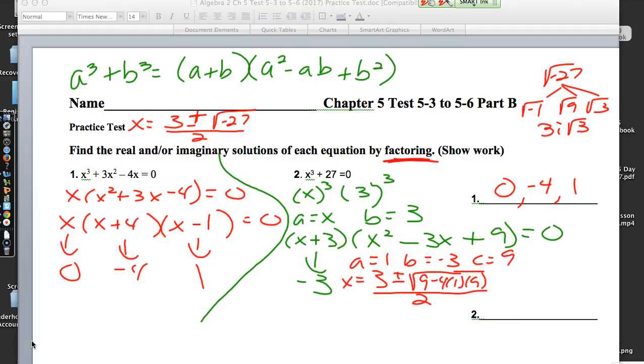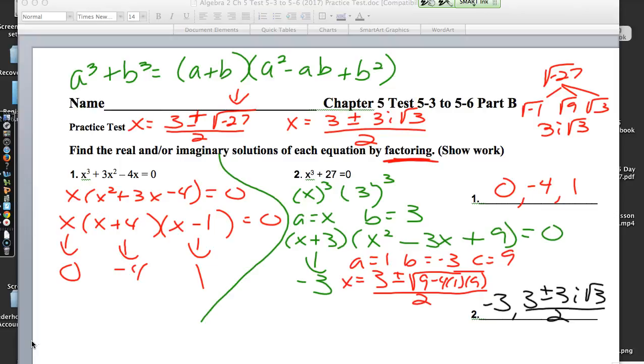So we're going to substitute this in for the square root of negative 27, and check for one last step. That one last step is, can we simplify that? 3 and 2 are not going to have anything in common other than 1. So our answers here would be first negative 3, and then 3 plus or minus 3i square roots of 3, all over 2. We have all 3 answers.